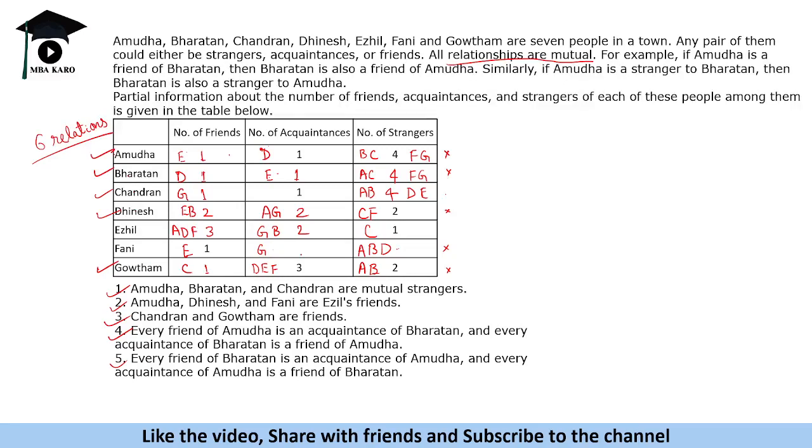For Fani, we have filled A, B, D, E, G. Okay, one person is remaining, that is C. Okay, and how does C relate to Fani? So C has only one person left here. Chandran, one person was left, that is Fani, and here it will be Chandran. So we get two acquaintances and three friends.